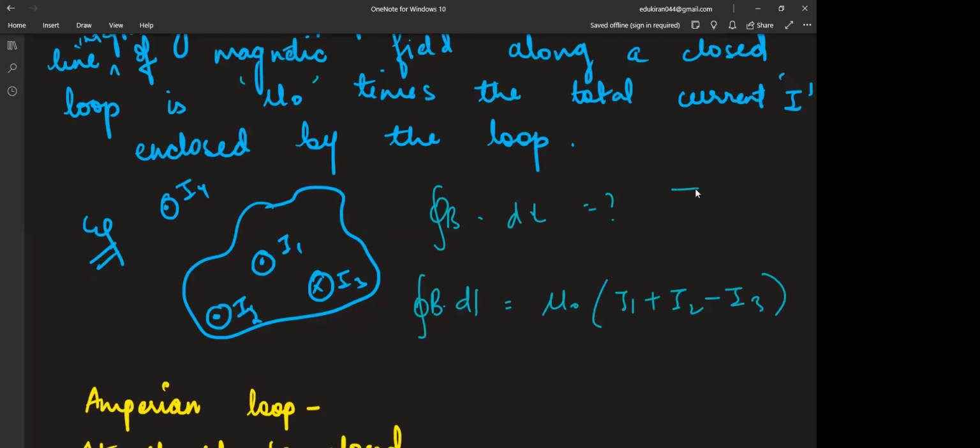You only have to consider I enclosed. This is very important when we are talking about current. Only I enclosed will come, the current that is within the loop only, no other current. All right.